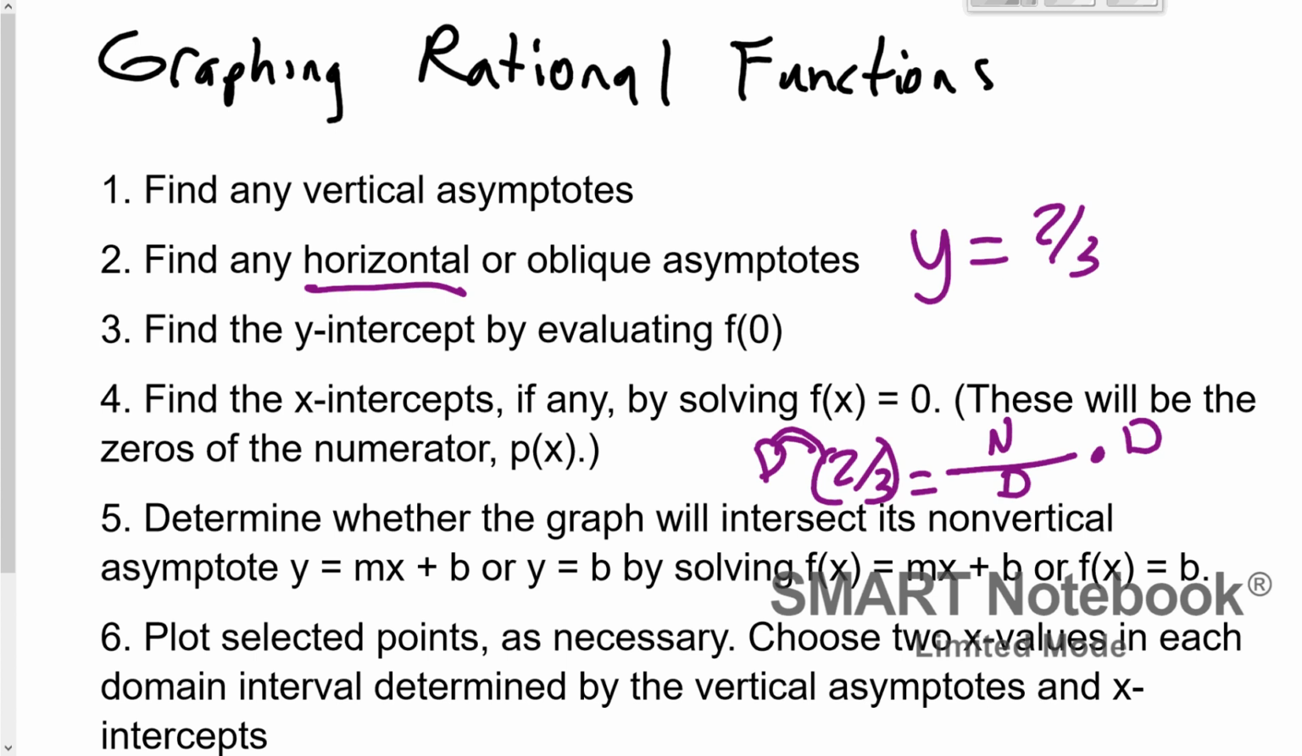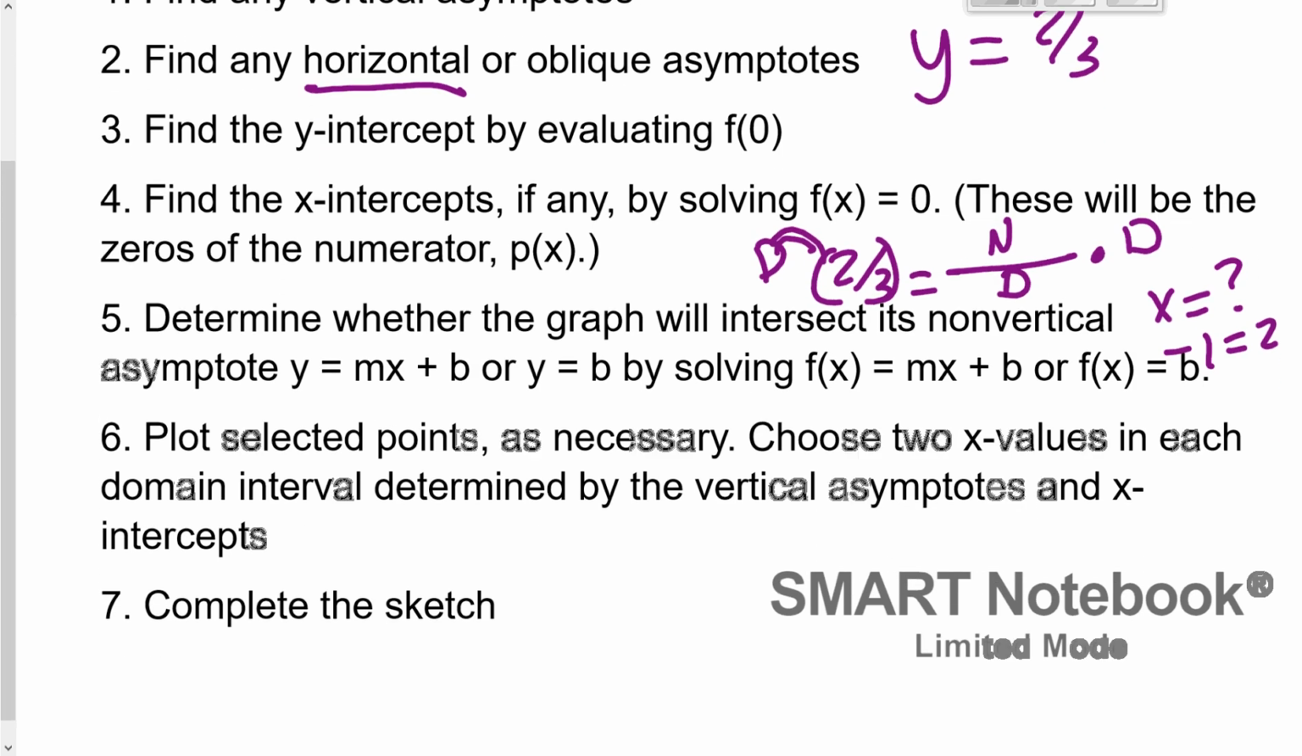So what will happen is, when you do that, at the end, you'll either get x equals something, or you'll get a number equal to another number. So like -1 equals 2, right? So that means it won't cross. Okay, number 6 here is to plot some points, right?